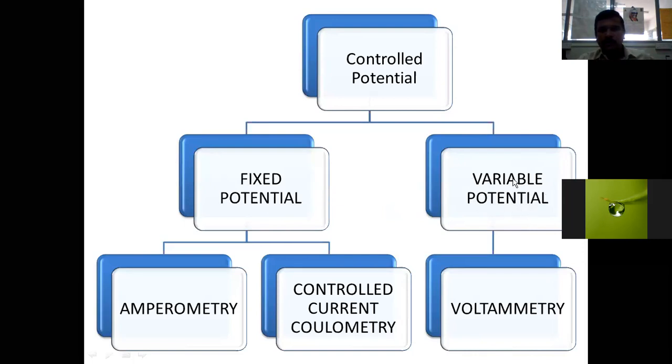Variable potential electrochemical methods are very popular under the name of voltammetric analysis. In voltammetry, we apply the voltage, then we measure the current. We apply the voltage and make the species involved in a chemical reaction. Due to the chemical reaction, meaning reduction and oxidation, simultaneous reduction and oxidation take place, current is generated, and that generated current is recorded. That's it.